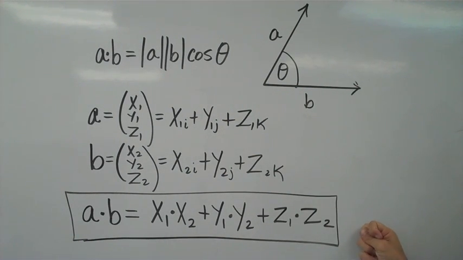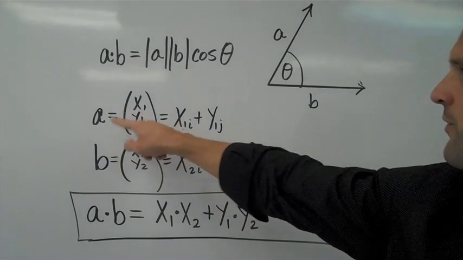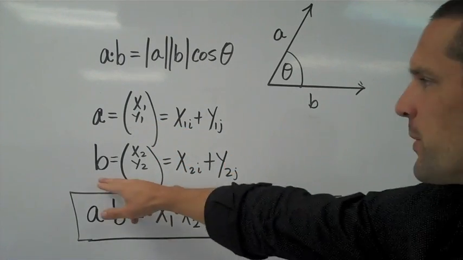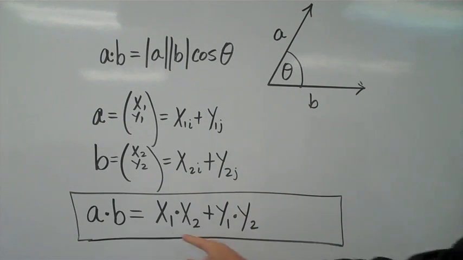This is extremely important. This is what you're going to need to use to find the scalar product between two vectors. The scalar product or dot product of vectors in 2 dimensions is even easier. A is now just defined as x1, y1, which translates to x1 i plus y1 j, and B is x2, y2, which is x2 i plus y2 j, and our dot product simply becomes x1 times x2 plus y1 times y2 in 2 dimensions.